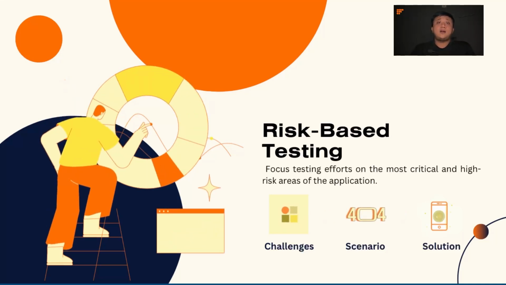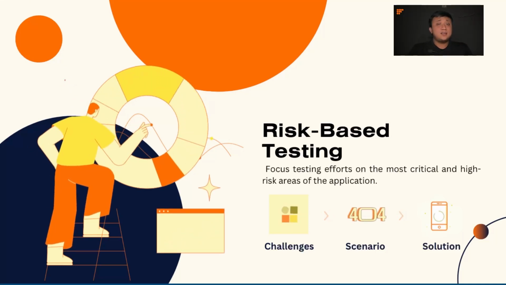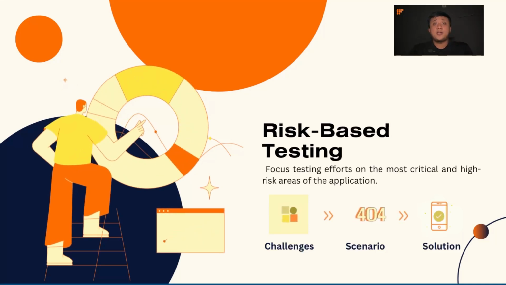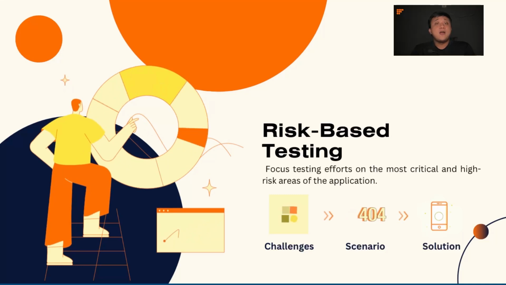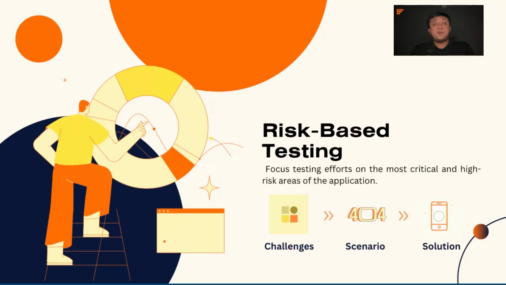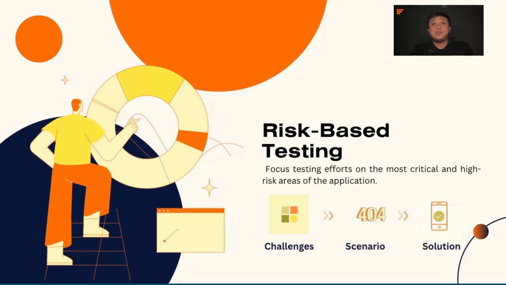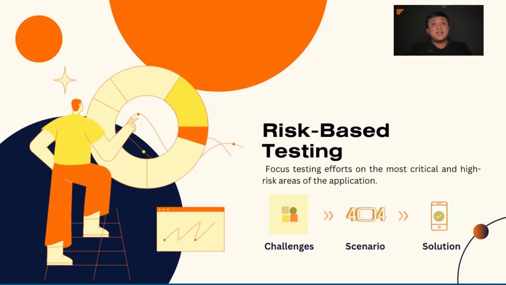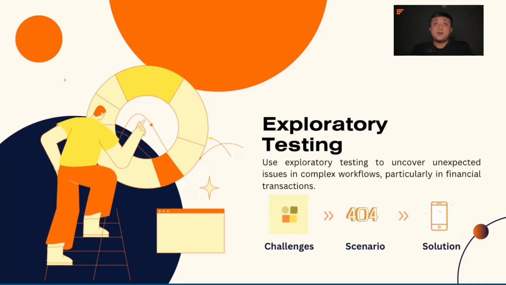As QA, focus on critical areas. Test the most important features thoroughly. For example, make sure the payment and security system work well. Fix the problem early. So if a new feature might cause an issue, test it early and solve problems before they become bigger. So next is exploratory testing.